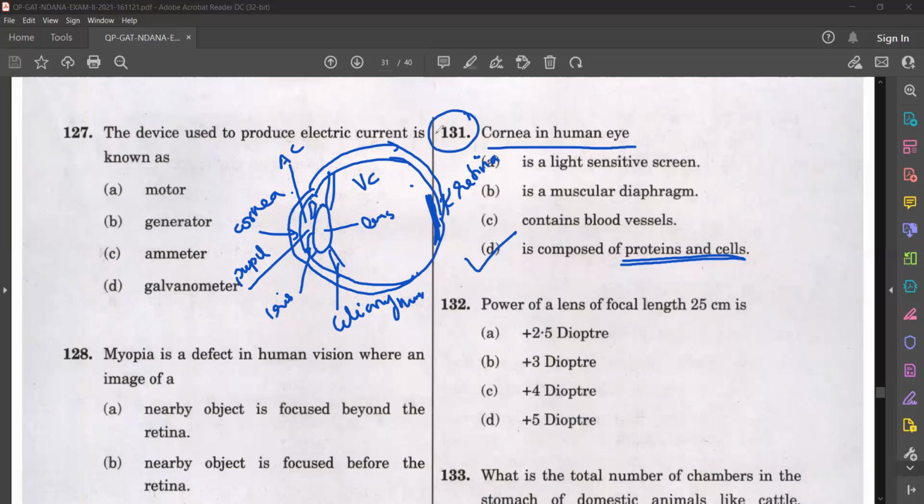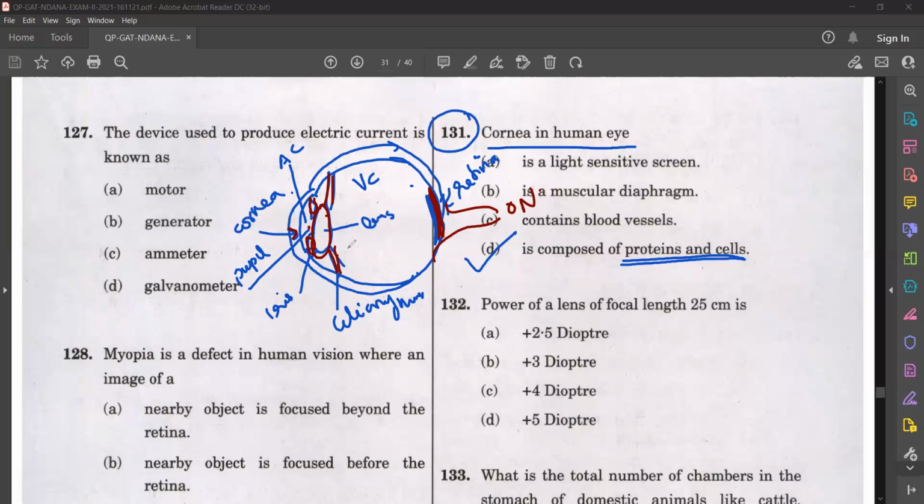If we are drawing the basic structure of the eye, the basic parts are this one, that is the cornea, this portion. Then this is the pupil, this is the iris, this is the ciliary muscles. Then we have the lens, the crystalline lens. Then the retina is here. Then here we have the optic nerve.